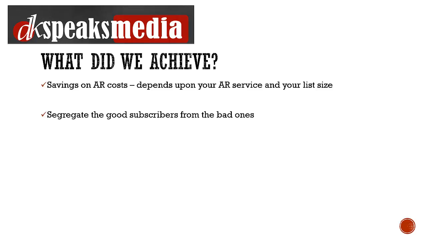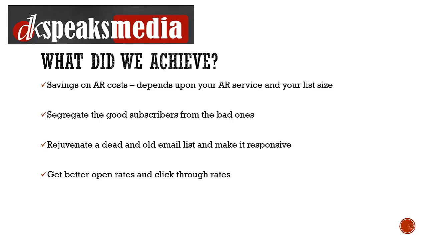The second was to segregate the good subscribers from the bad ones. We saw how we could segregate all the good subscribers from the bad ones and then market to all the good subscribers that we have. We were also able to rejuvenate a dead and old email list and make it absolutely responsive. You saw our open rates went up to about 8%, and some of the emails that we sent after what we showed you here even got us about 19% open rate. So you could get better open rates and higher click-through rates.